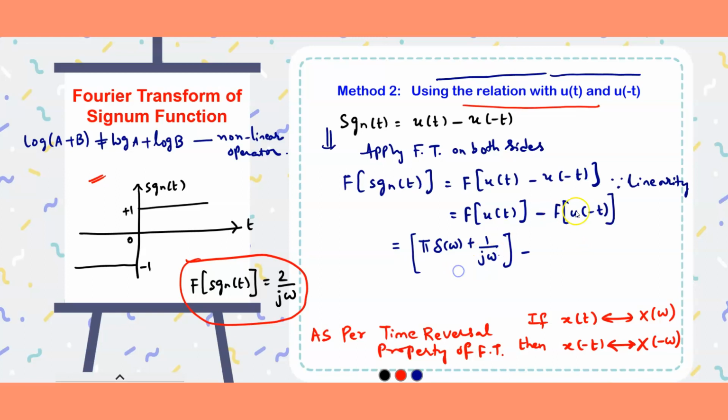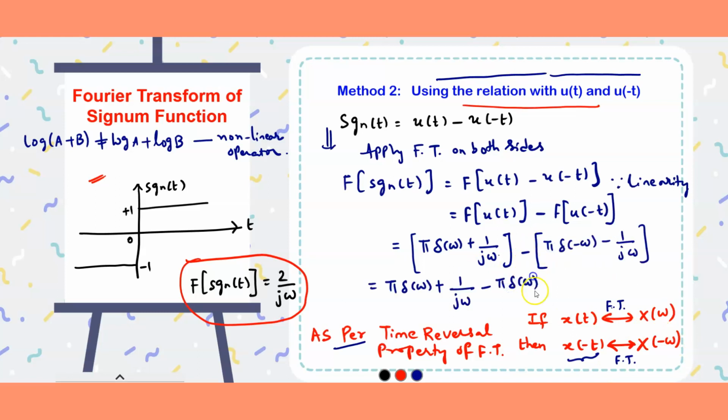Then what is the Fourier transform of u of minus t? So here we have a small hint. As per the time reversal property of the Fourier transform, if small x of t and capital X of omega are Fourier transform pairs, then the time reversed version x of minus t will have a Fourier transform of capital X of minus omega also. So wherever you see omega, replace with minus omega.